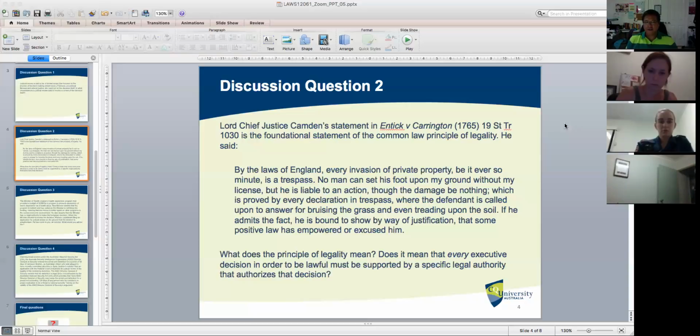But otherwise, there is no requirement for there to be a positive law or a specific legal authority that authorizes the executive to act or make a decision every single time. Questions? None? Okay.